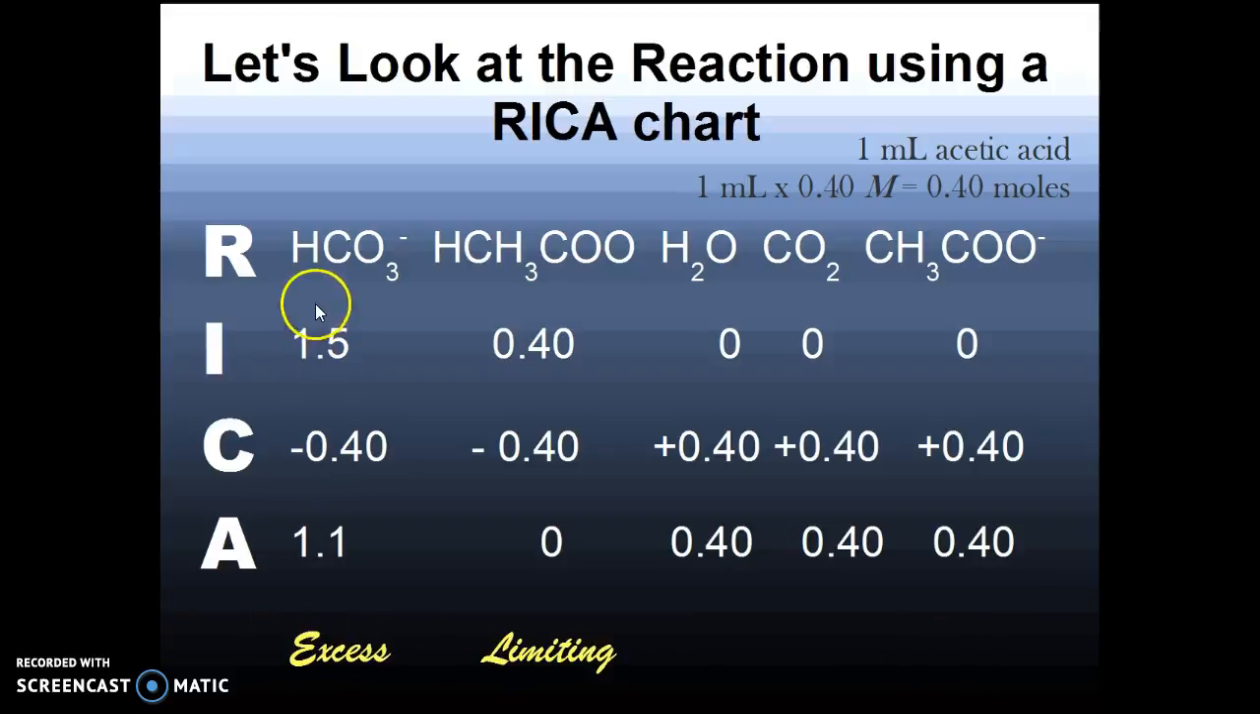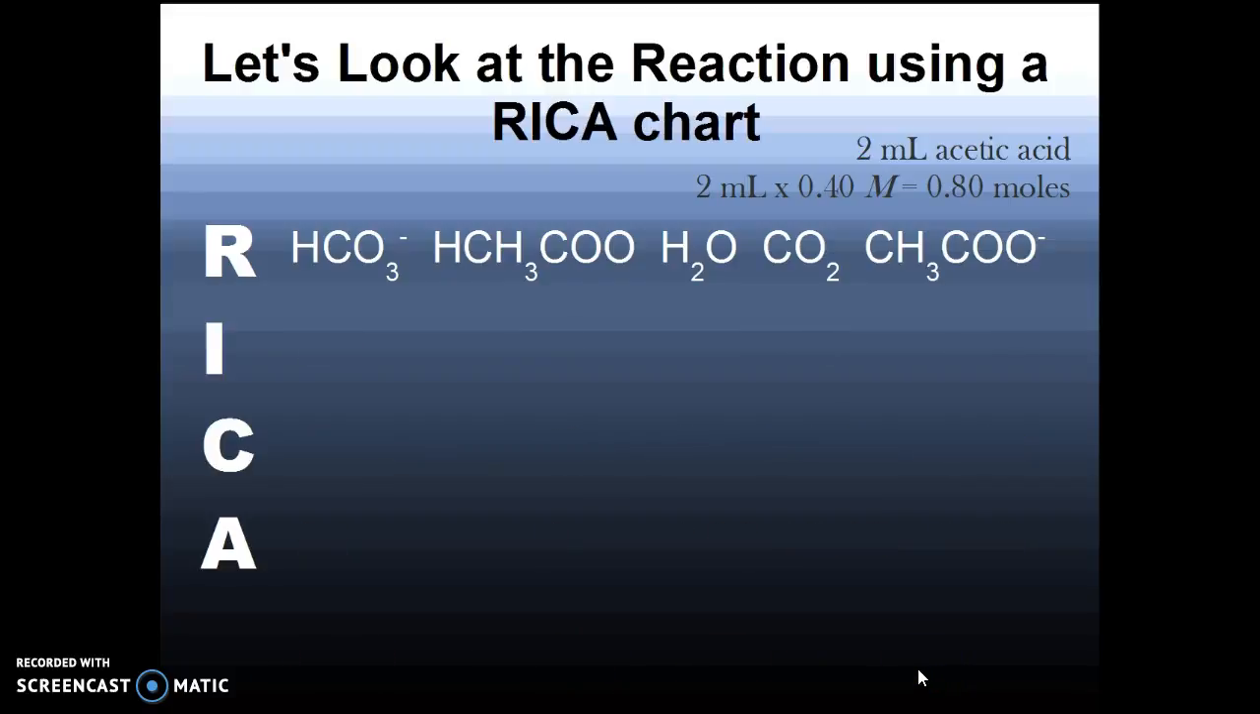That means that the sodium hydrogen carbonate is in excess. We've got more than we need, and the limiting reactant here in this first flask with 1 milliliter of acetic acid is the acetic acid. We now add 2 milliliters of acetic acid to the next flask of sodium hydrogen carbonate. That means 0.8 millimoles of acetic acid is being added.